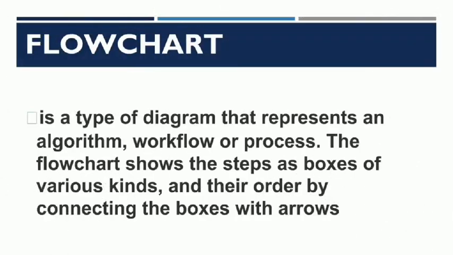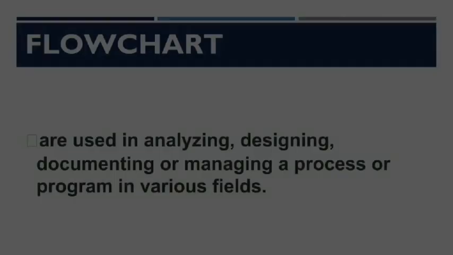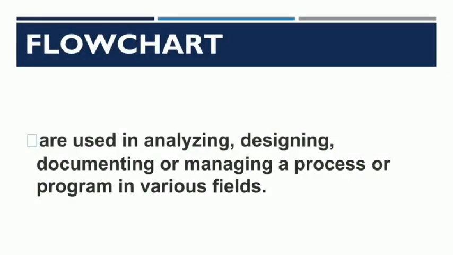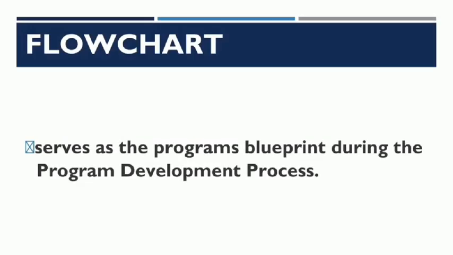A flowchart is a type of diagram that represents an algorithm, workflow, or process. The flowchart shows the steps as boxes of various kinds, and they're ordered by connecting the boxes with arrows. Flowcharts are used in analyzing, designing, documenting, or managing a process or program in various fields. A flowchart serves as the program blueprint during the program development process.